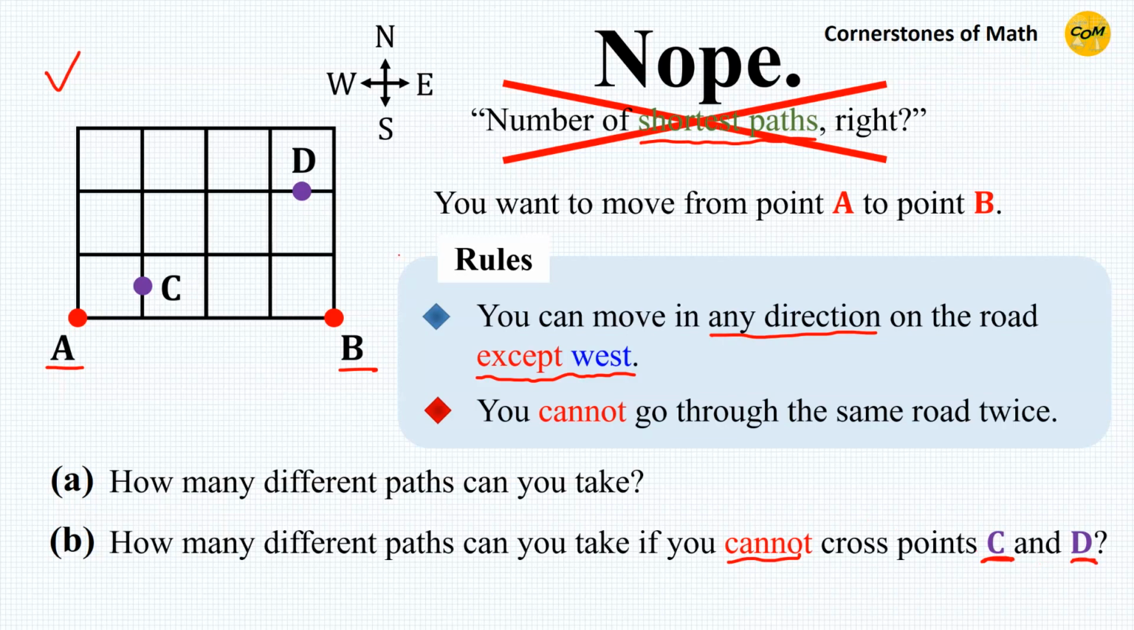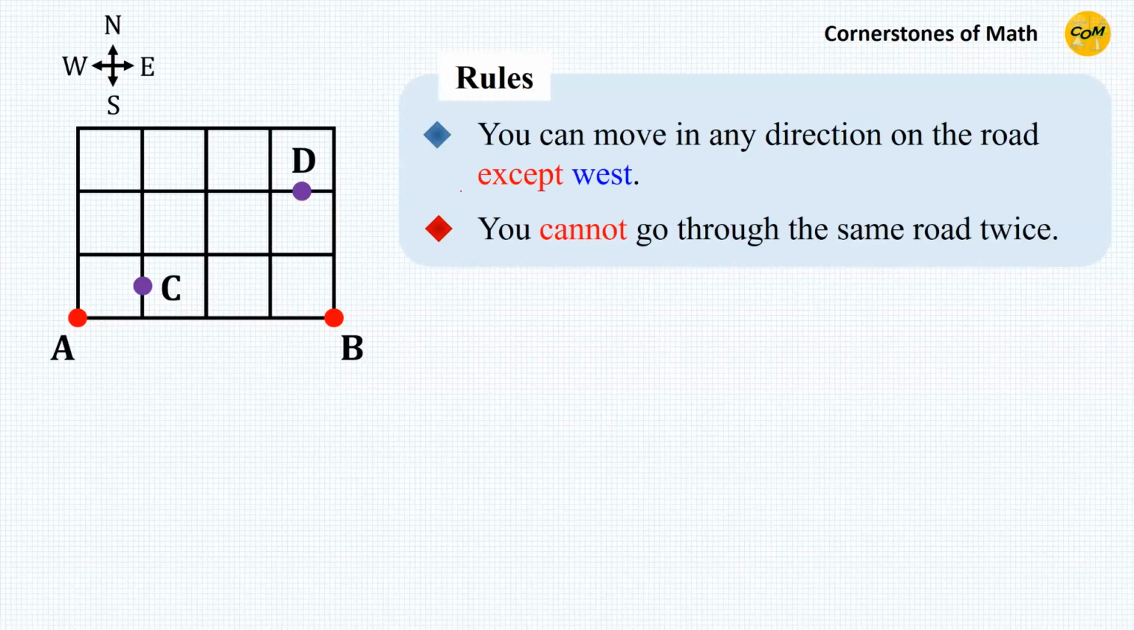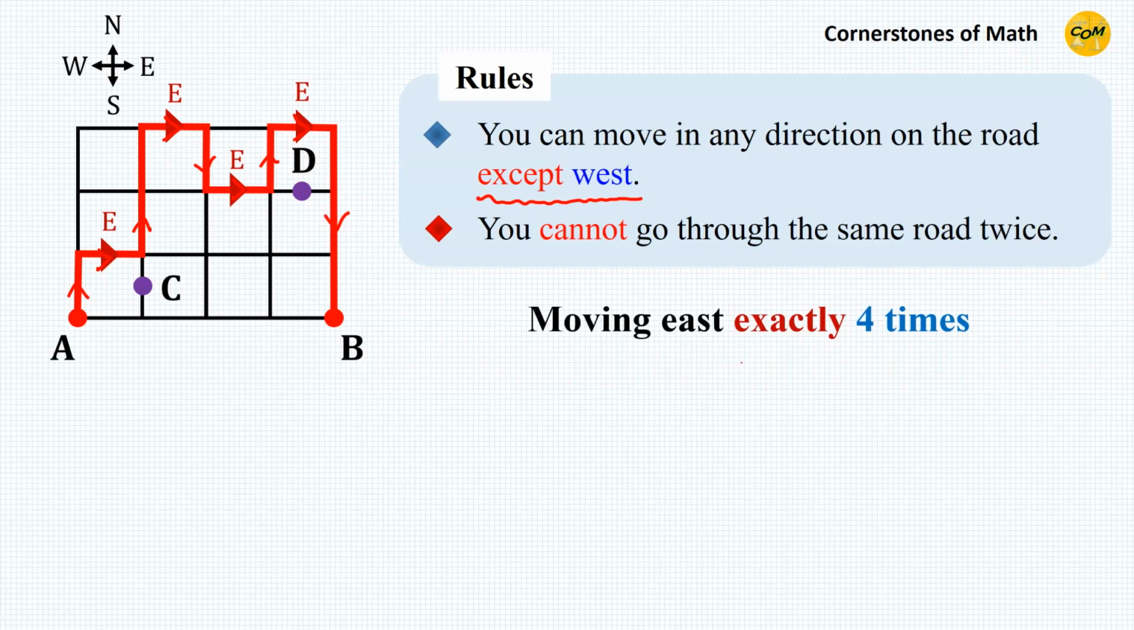Alright, so we're going to solve this problem, and the first step of every problem solving is having a clear understanding of the rules given in the problem. So let us take a closer look at the rules once again. Especially this part of the rules, you are not allowed to move west. This means that whatever path you may take, that path always involves moving east exactly 4 times.